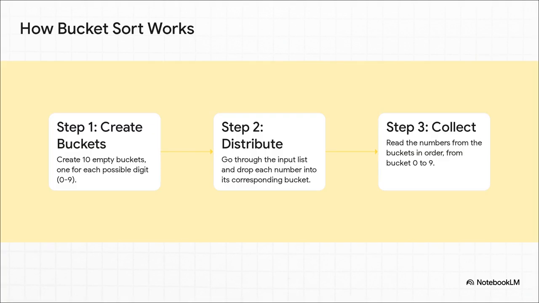The logic here is just incredibly simple. You just make 10 empty buckets, one for each digit. Then you go through your list and you just drop each number into its matching bucket. So all the zeros go in the 0 bucket, all the ones go in the 1 bucket, and so on. Then you just read them back out in order, and that's it. You have a perfectly sorted list.